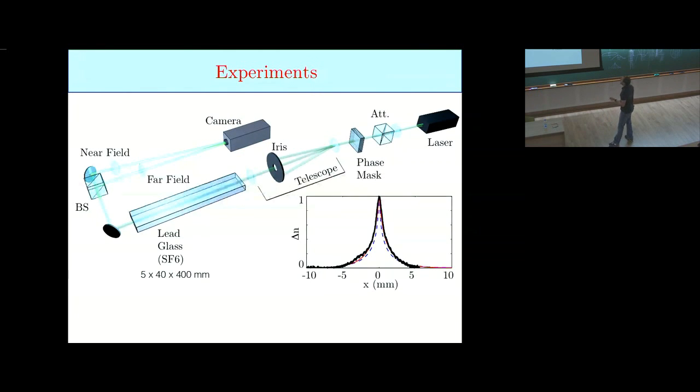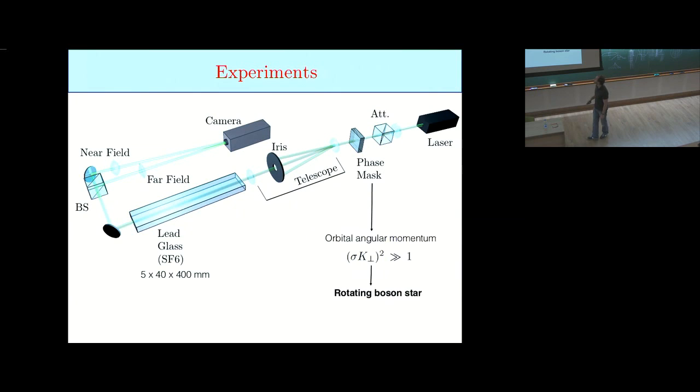Again, you've already seen these measurements. I don't need to go through them again. The setup is essentially identical to before. You have a laser, an attenuator, you have your phase mask, your hologram. You select out one of the diffracted orders, and now you go through this very long piece of lead glass, which is what gives me the non-local nonlinearity. And these are measurements showing that we know exactly what the non-local length is.